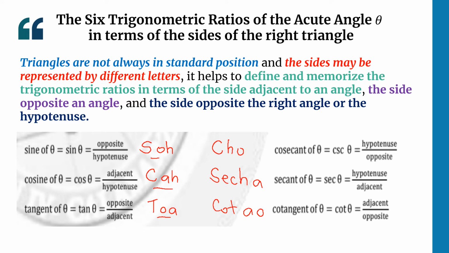Kaya sabi nila, SO, KA, TOA, KO, SECHA, COTAO. At once na-memorize mo ito, yun yung tinatawag nating 6 trigonometric ratios of the acute angle in terms of the sides of the right triangle. Ayos? Ayos.